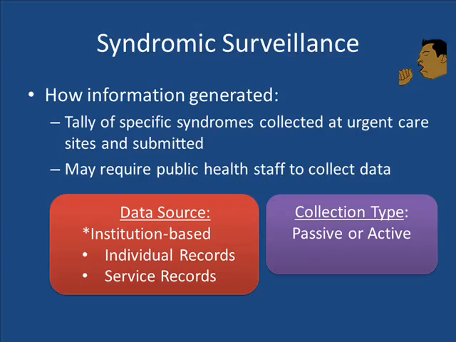Slide 43. Tally of specific syndromes are collected at urgent care sites and submitted. Syndromic surveillance may require public health staff to collect data. Data sources are individual and service records. It may be passive or active.